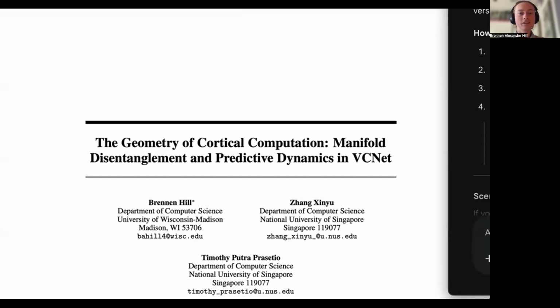I'm excited to present our work, Geometry of Cortical Computation, Manifold Disentanglement and Predictive Dynamics in VCNet. In this work, we look at the gap between modern CNNs and the primate visual system. While CNNs are powerful, they're often data inefficient and brittle. We asked if we can bridge this gap by translating the macro architecture of the brain directly into a geometric deep learning framework.